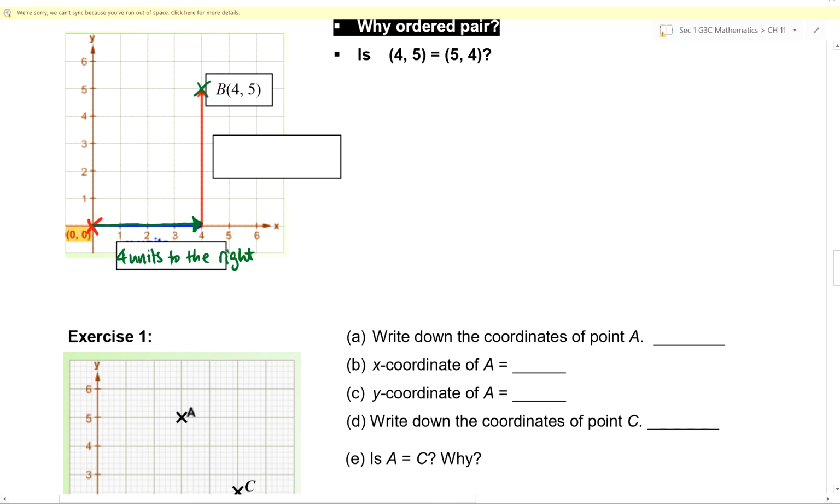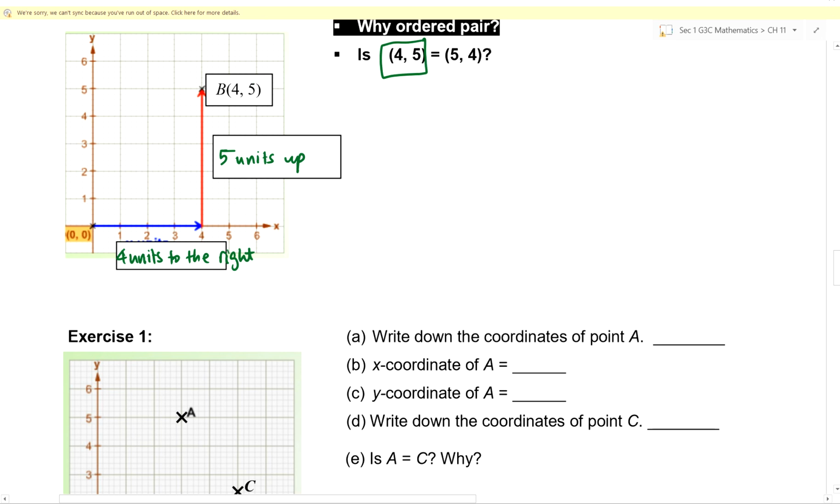After I've reached this point, I now start moving upwards. 1, 2, 3, 4, 5 units upwards. 5 units up. That's where we get this 5 from. So using this idea, we've got point B with the coordinates (4, 5).